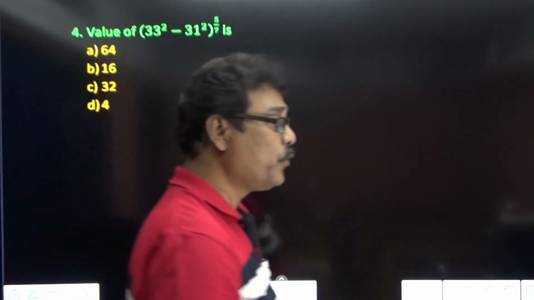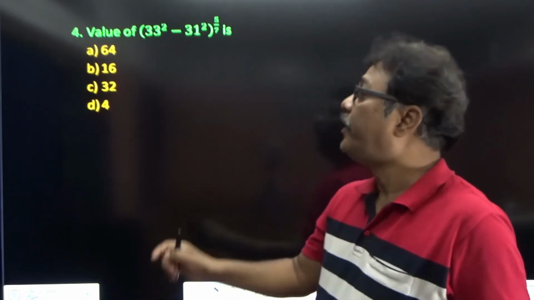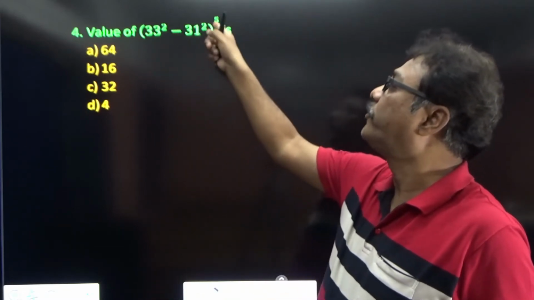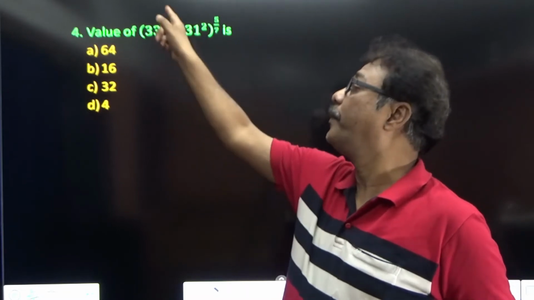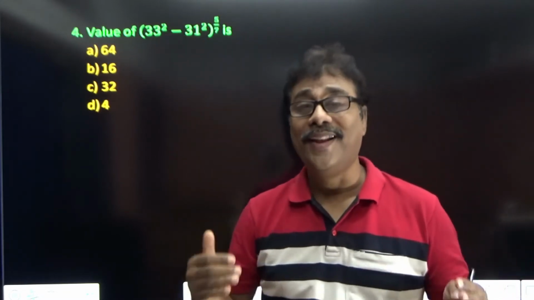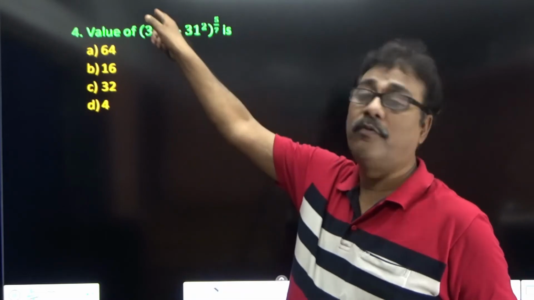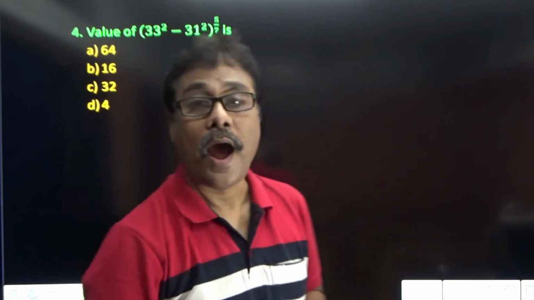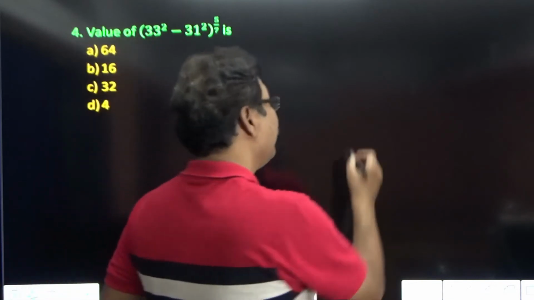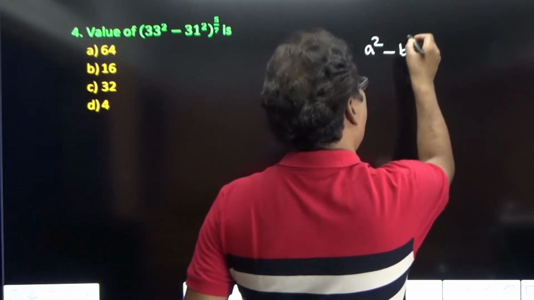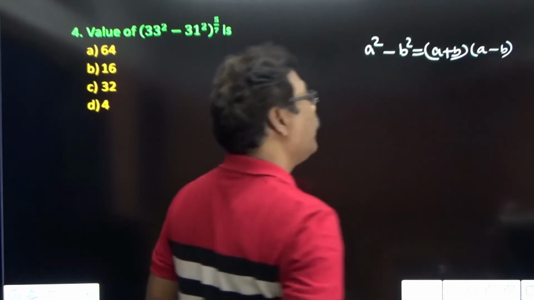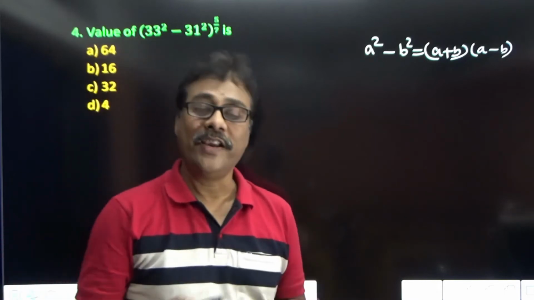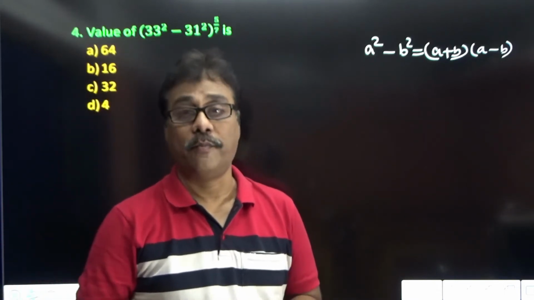The next one is a very interesting question, children. See, this is given to me: (33² − 31²)^(5/7). So here this minus this is given and I have to find its value, which will be a lengthy one. So what I can do here is use the formula a² − b² = (a + b)(a − b). I will always try to avoid the lengthy calculation if I get a short formula for that.